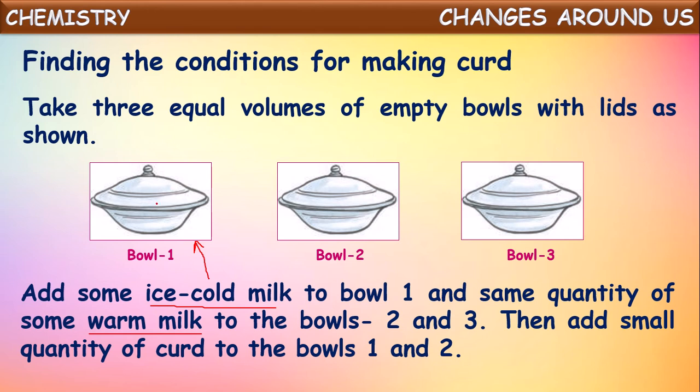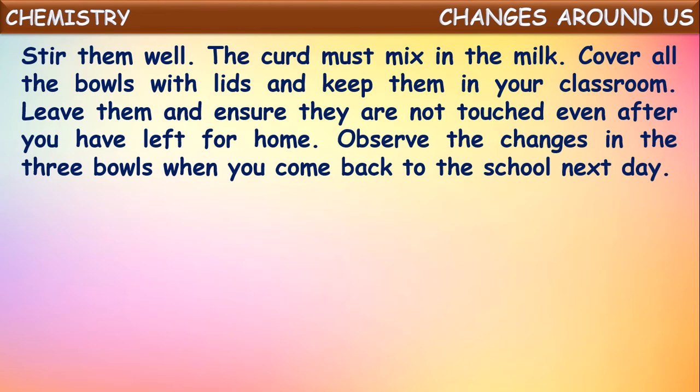What we have done? We have taken 3 equal volumes of empty bowls. To that we kept ready the lids. To the first bowl we have taken ice cold milk, and the second and third bowls we have taken warm milk. Now in the first and second bowls we added small quantity of curd, and you have to stir that well. The milk which is added with the curd, we stir well. Curd mixes with the milk in 2 bowls. The curd must mix in the milk, in that way we stir it.